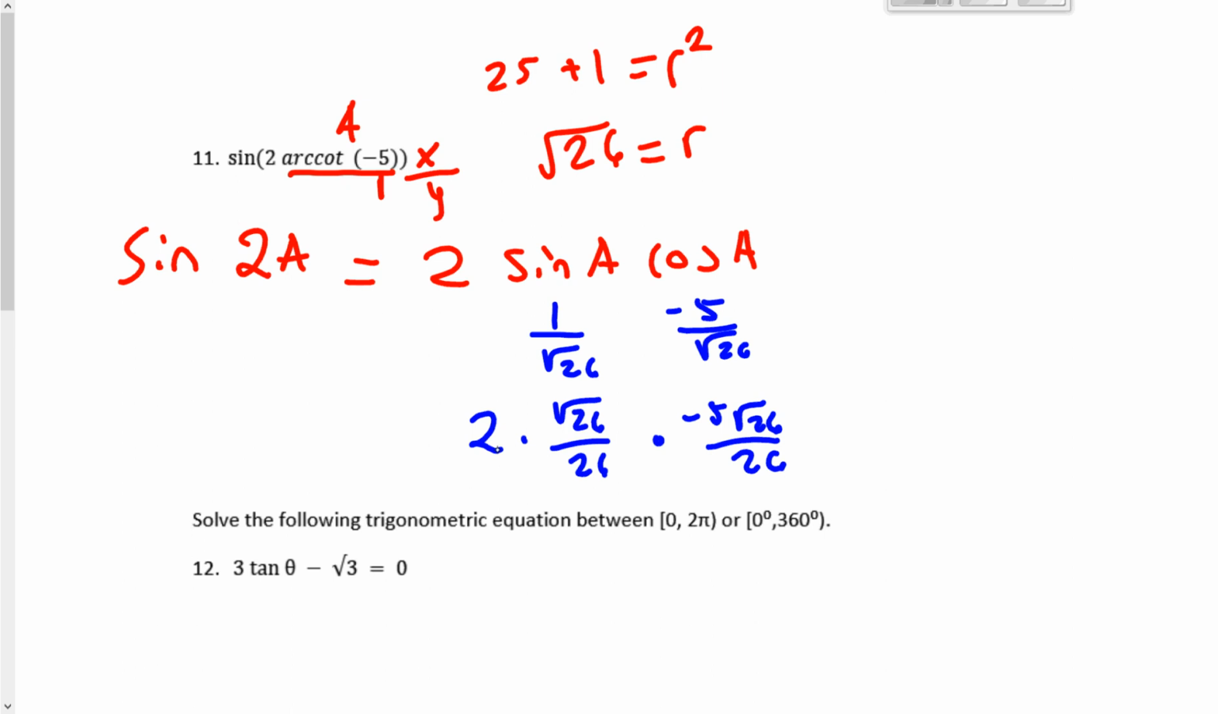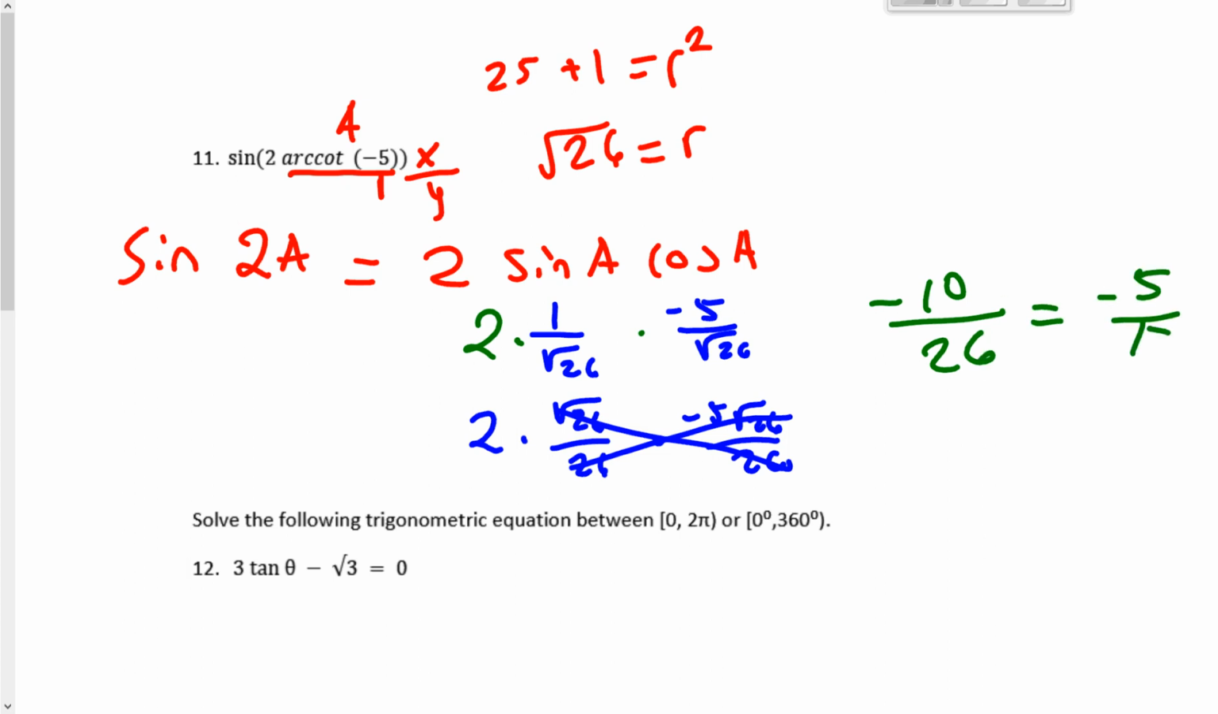Let's see. Well, I actually probably don't want to do this yet, because I see that when we multiply this, on the bottoms, aren't I going to just get a negative 10 on top, and then on bottom I'll get a 26, right, because root 26 times root 26 is 26, and then we can just simplify that to negative 5 over 13. So that's probably an easier way than rationalizing the denominator first.